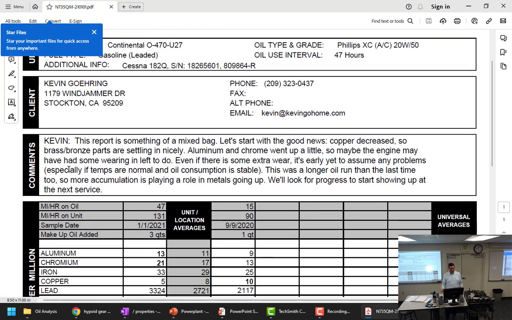Kevin, this report is something of a mixed bag. Let's start with the good news. Copper decreased, so bronze, brass parts are settling in nicely. Aluminum chrome went up a little, so maybe the engine may have had some wearing left to do. Even if there is some extra wear, it's early yet to assume any problems, especially if temps are normal and oil combustion is stable consumption. And it really is in my plane. This was a longer oil run than the last time, too, so more accumulation is playing a role in metals going up. We'll look for progress to start showing up next service.